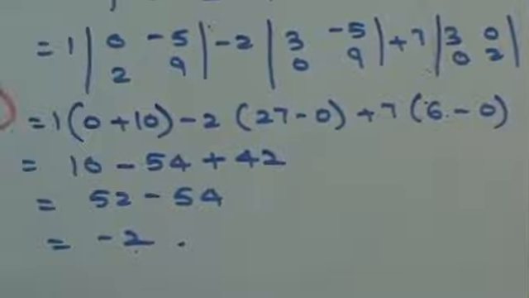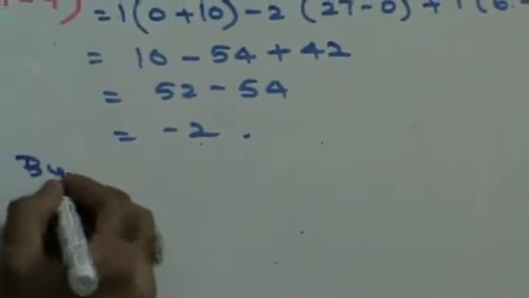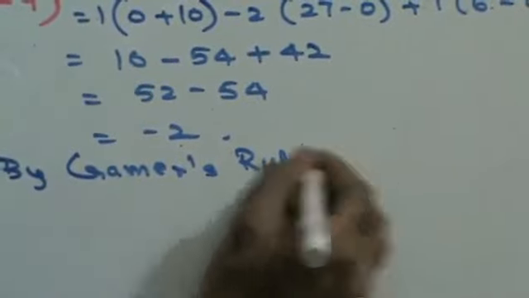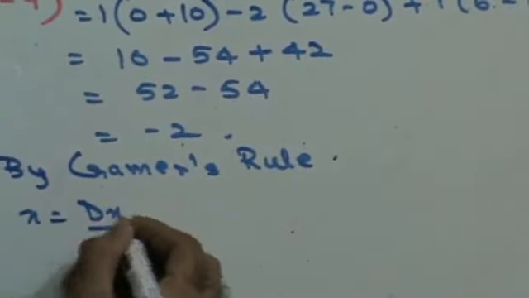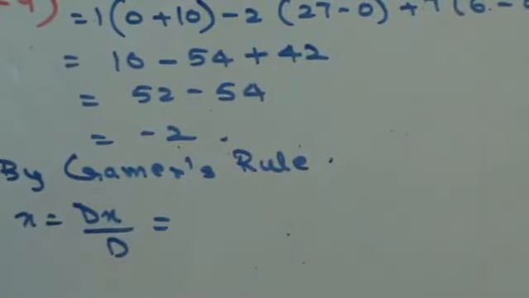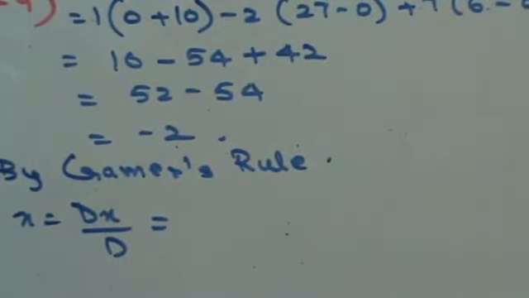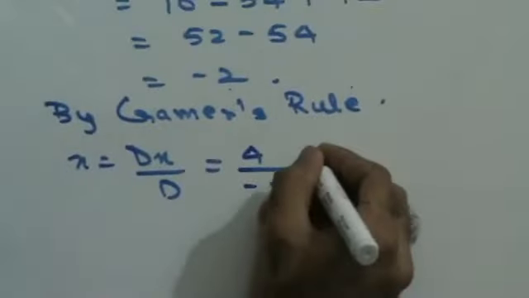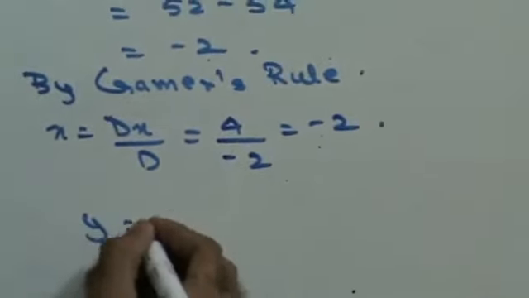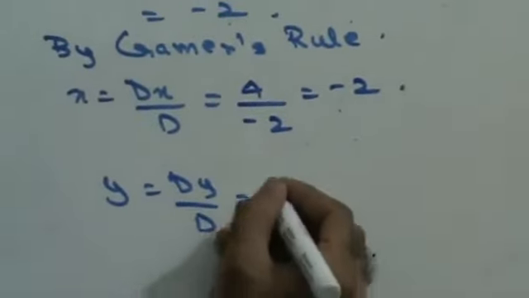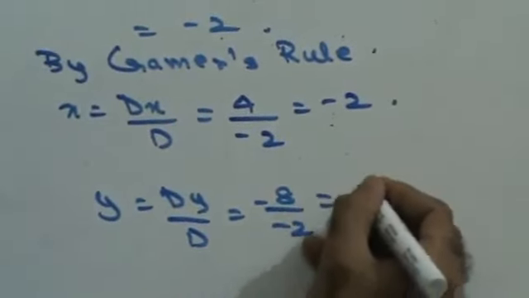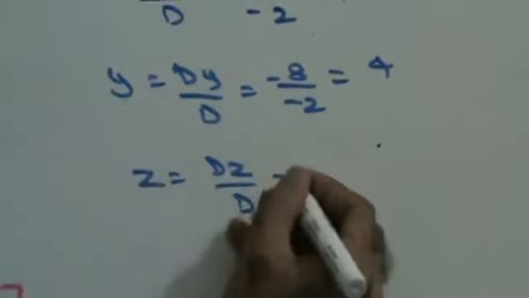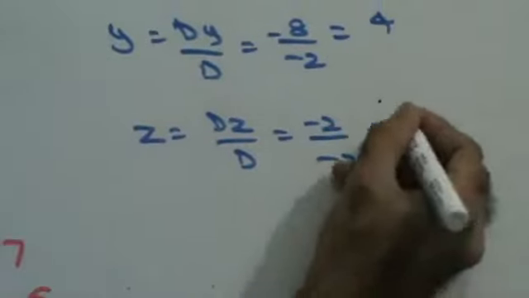Now I could apply Cramer's rule. By Cramer's rule I can say that x is equal to dx upon d. Dx upon d, dx is 4 upon minus 2, so that's minus 2. Y is dy upon d, minus 8 upon minus 2, that's 4. And z is equal to dz upon d, minus 2 upon minus 2, that's 1. Right?